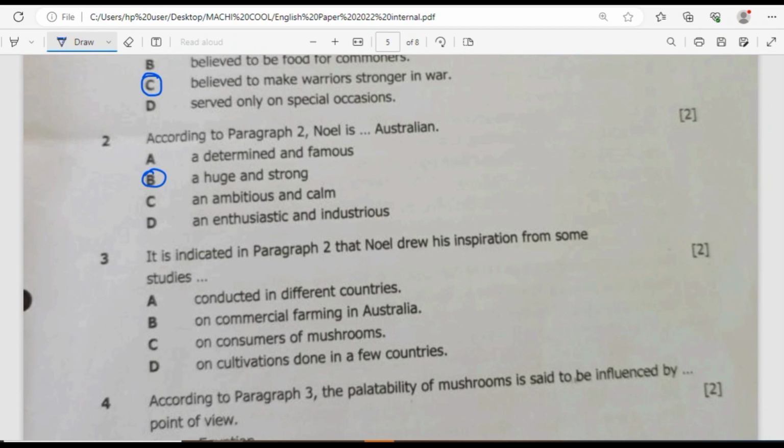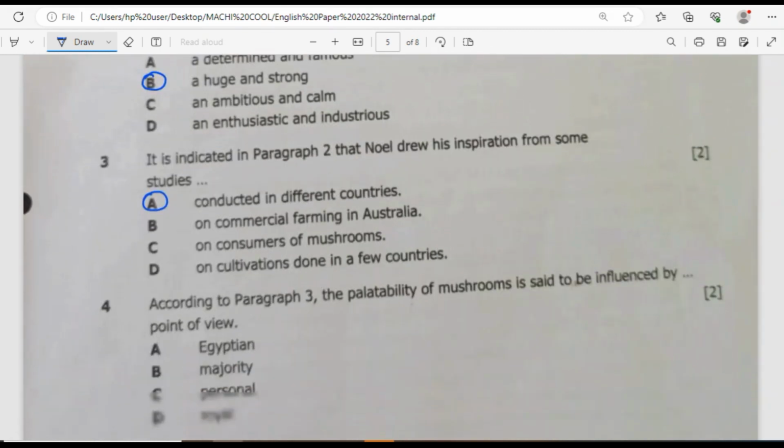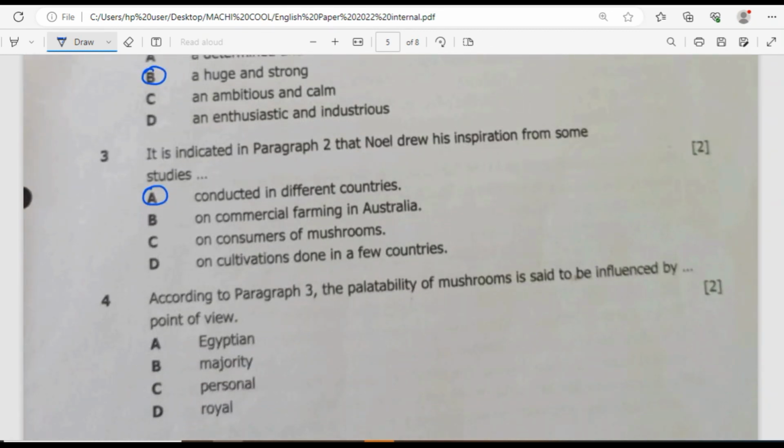It is indicated in paragraph 2 that Noel drew his inspiration from some study. A, conducted in different countries; on commercial farming in Australia; a consumer of mushroom; D, on cultivation done in a few countries. So the answer here is A. He conducted it in different countries, so he was a specialist in mushroom.